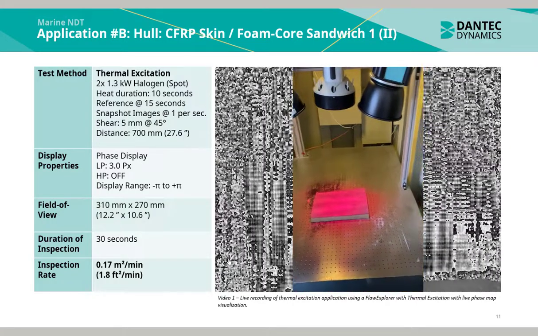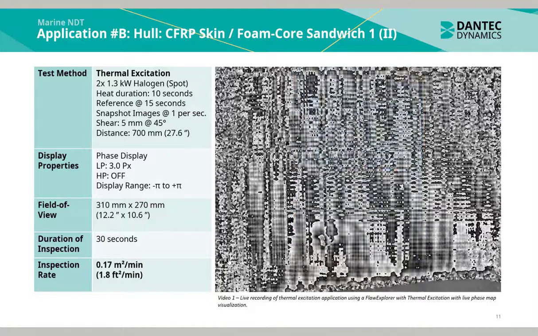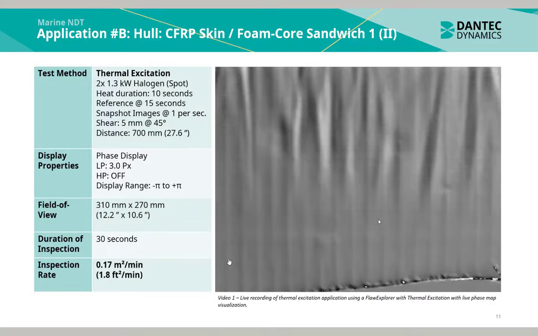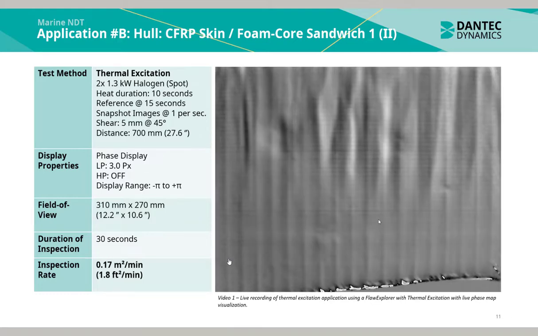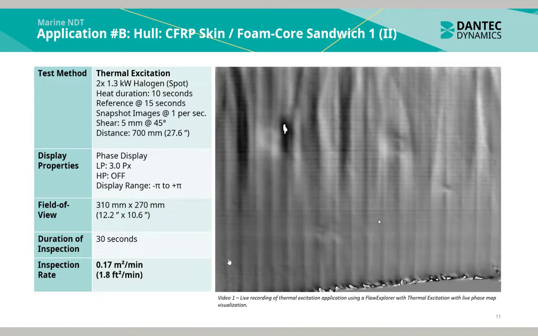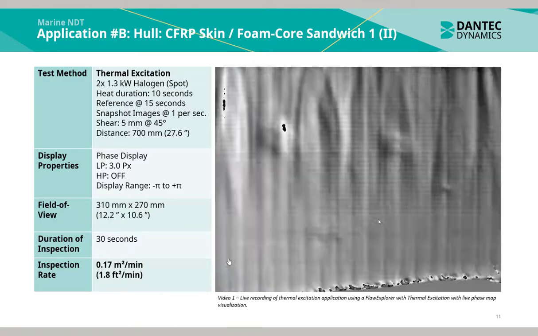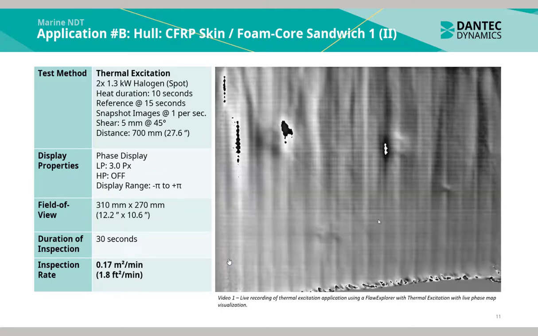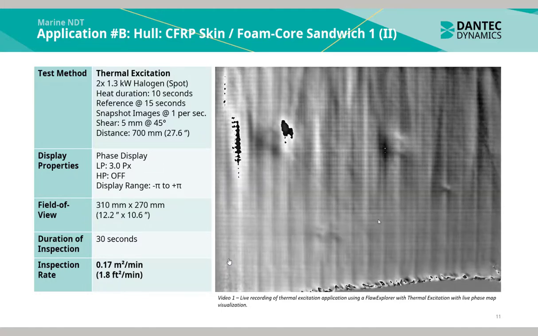Using two 1.3 kilowatt halogen spot heat lamps, heat was applied to the test object for 10 seconds. A reference image was acquired then at 15 seconds, and snapshot images were continuously taken up to 30 seconds. We can see the clear indications here inside the phase map.